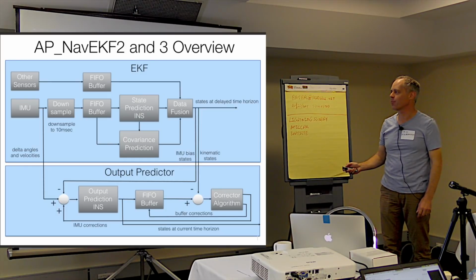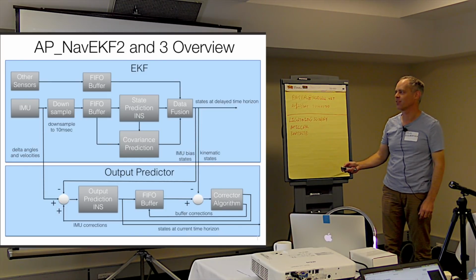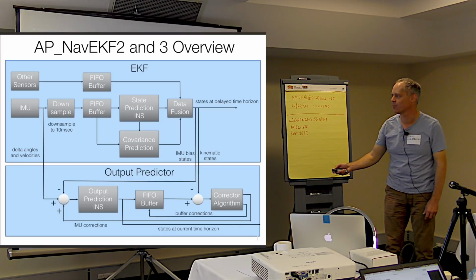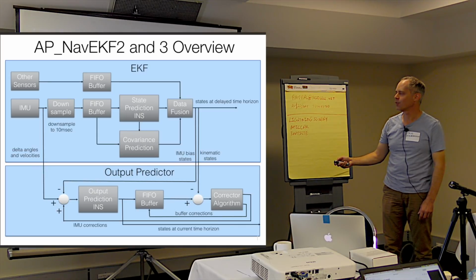So we have this output predictor, and what that does, it takes the IMU data and basically does another inertial navigation system, running the most recent data, so it's always up to date. And then it delays the output from that, compares it to the delayed output from the EKF, works out some errors, and then applies them back at the start. So the idea is that you've got this very recent movement using the most recent IMU data that is always corrected and follows the EKF.